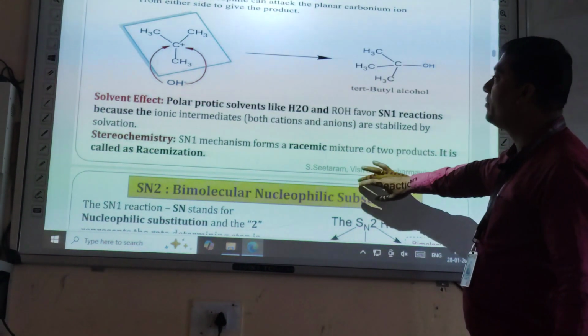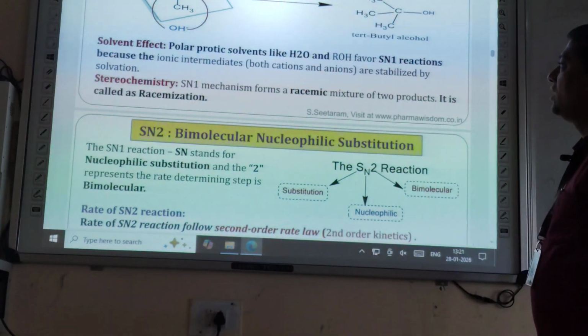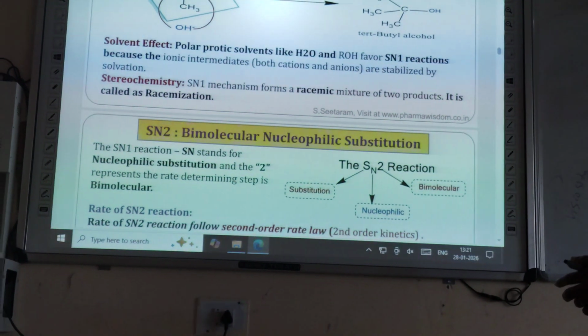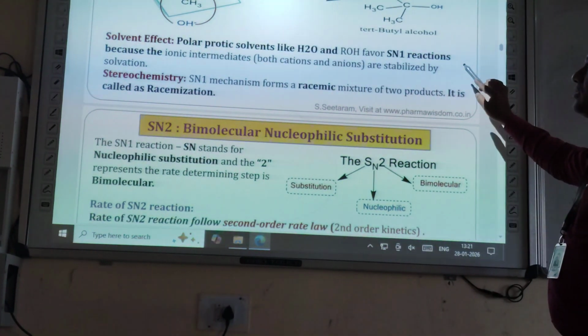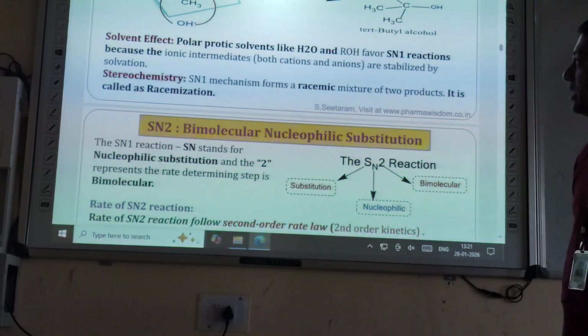Then solvent effect. Polar protic solvents like H2O and ROH favor the SN1 reaction. These are the protic solvents.